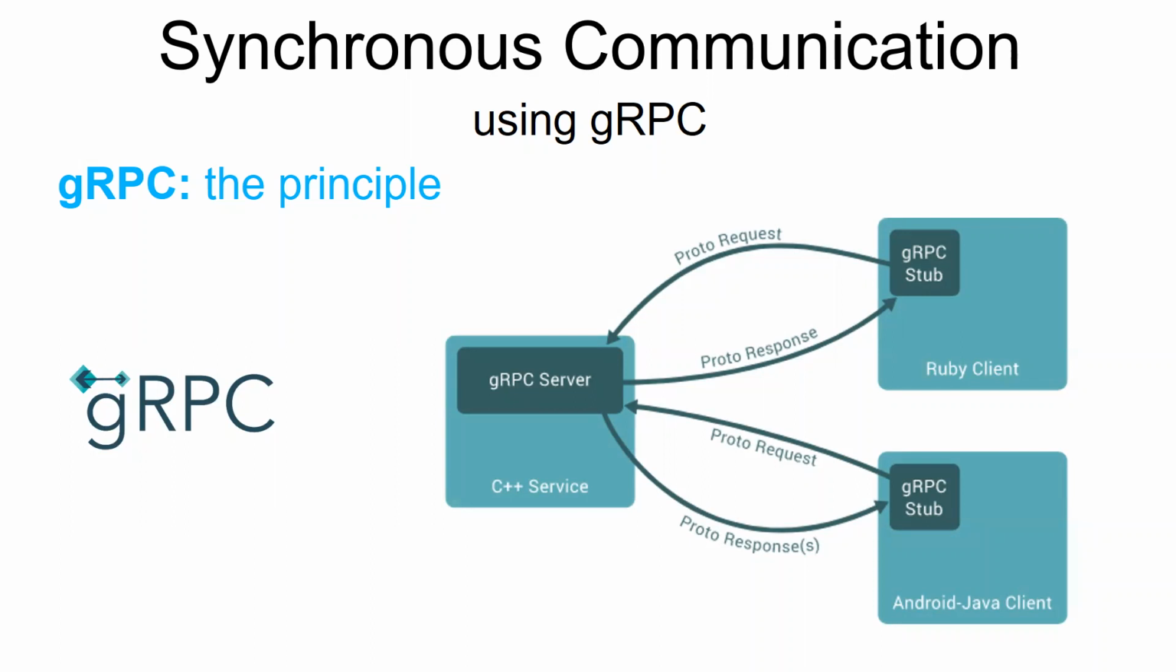gRPC clients and servers can run and talk to each other in a variety of environments and can be written in any of gRPC's supported languages. So, for example, you can easily create a gRPC server in C++ or Java with clients in Go, Python, or Ruby. gRPC uses binary as its core data format.